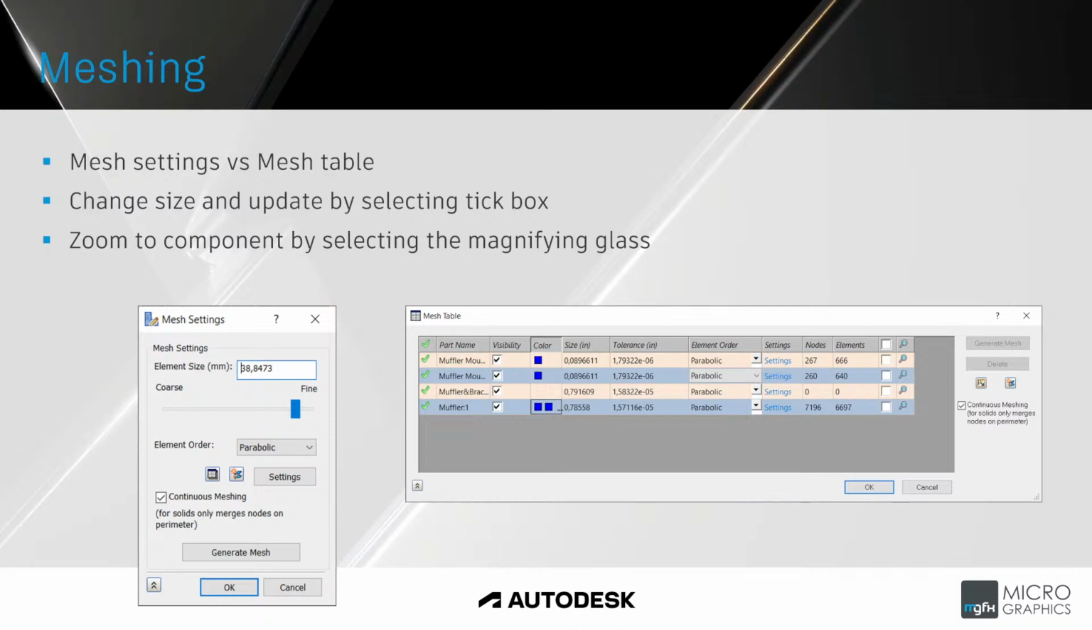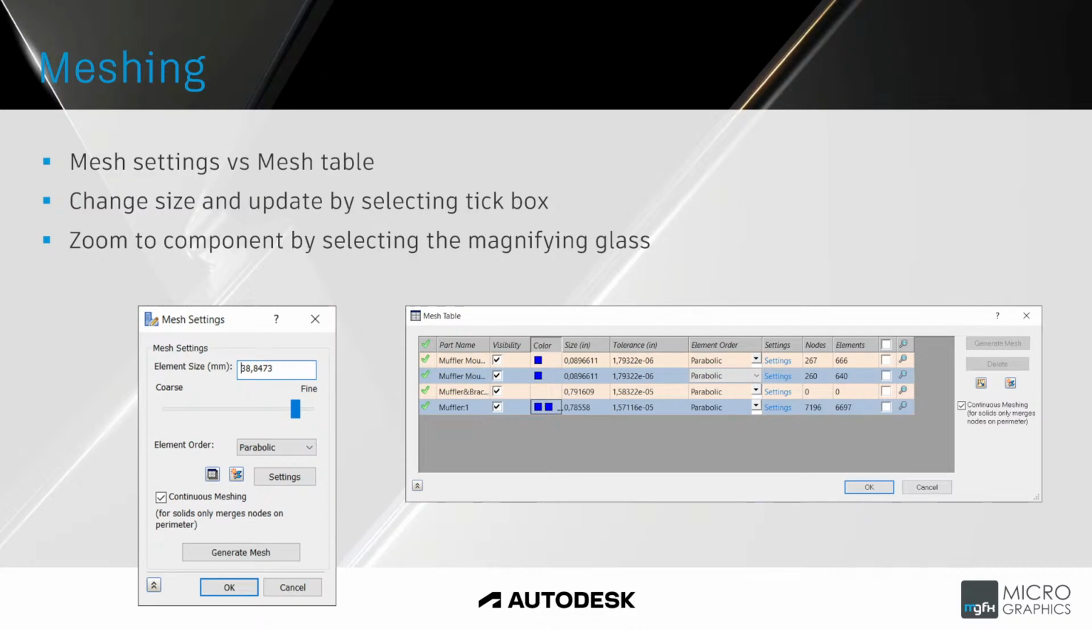Now, if I take a look at what we have available, initially you'll just create a mesh setting. A mesh setting is one element size for everything. So if you've got 100 parts, in this example over here, the element size is 38. It'll put a maximum 38 element size on every part.